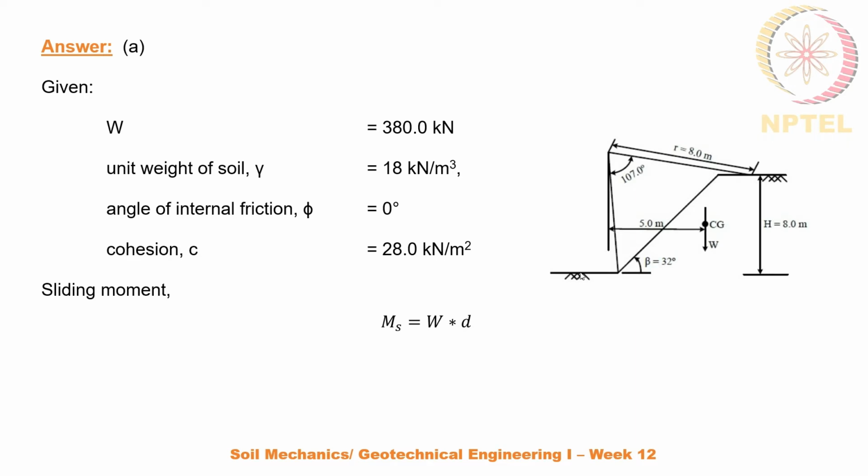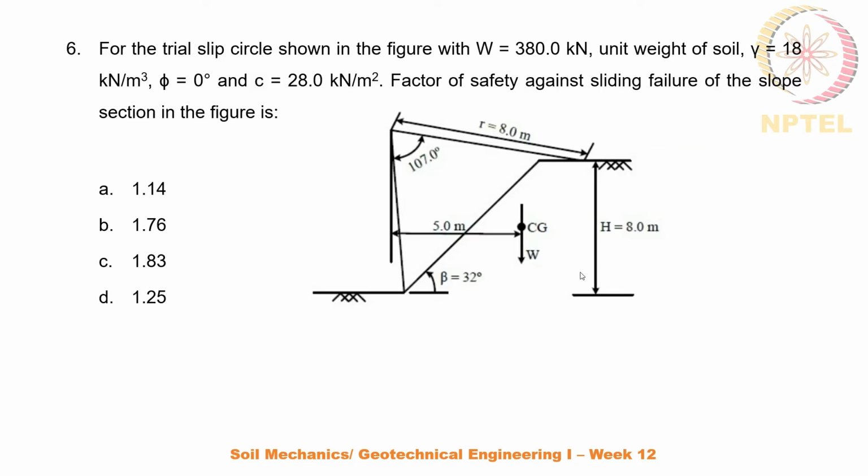It will be the weight into lever arm. That is here it is d. And so substituting the values we have, weight W is given by 380 and d is 5 meter from that point as shown in the figure. So we get sliding moment is equal to 1900 kilonewton meter. That is option A. All right. So moving on to the next question.